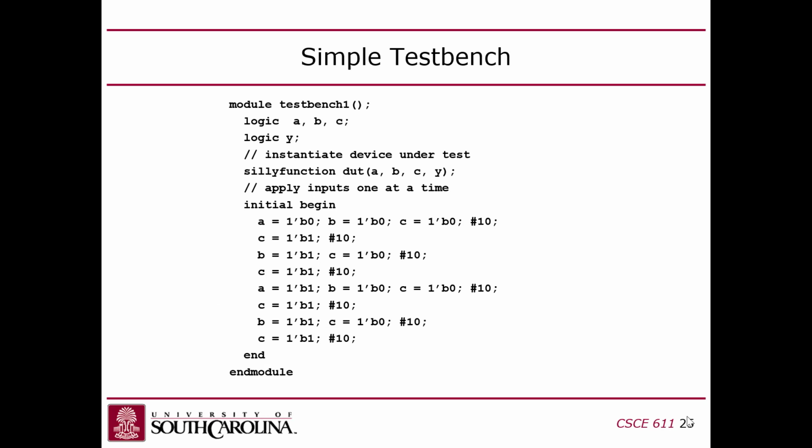Okay, so I instantiated, and in this case I have nothing else in here but an initial block. The initial block sets the inputs, and it follows each of the settings, each of the test cases, with a hash mark, pound sign, I don't know what you call it, whatever that is, hash 10. That is what makes this unsynthesizable. I've just disqualified this from ever being converted into hardware. What's the hash 10 do?